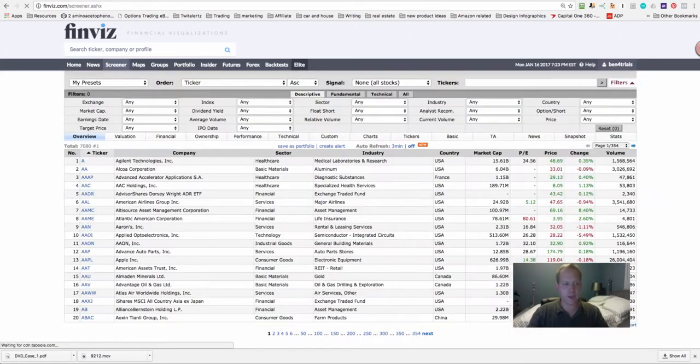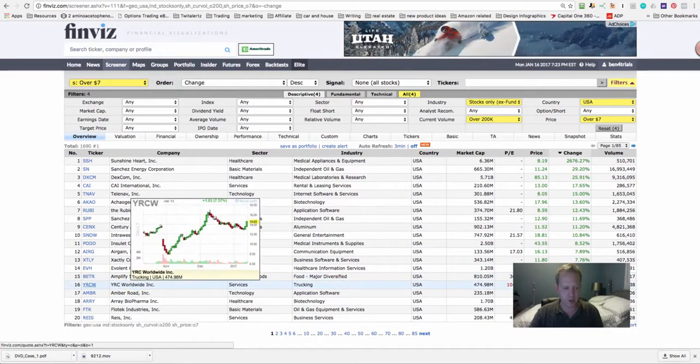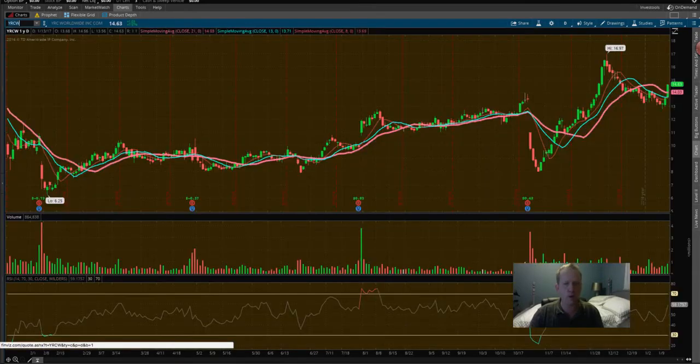So we're going to look at another one that I found on the screener. And I'm literally just going to pull whatever I see up. Let's take YRCW, because I just know that company. It's a trucking company, yellow trucking company. So you guys have probably seen them on the road. Look at this. Huge day.